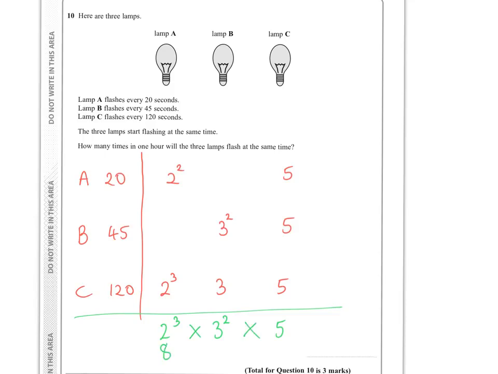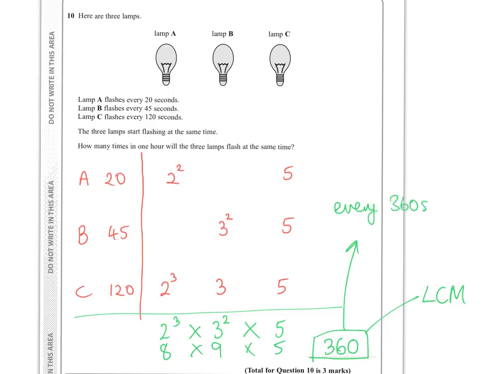So 2 cubed is 8, we do that on the calculator. So 8 times 9 times 5, and that's going to give us 360. So 360 is going to be our lowest common multiple. So what 360 tells us is that every 360 seconds they will all have flashed at the same time. Okay, that's important.